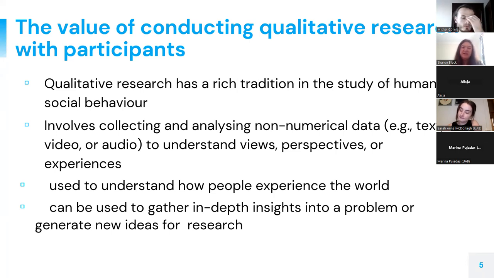Qualitative research involves collecting and analyzing non-numerical data. As I've mentioned, it could be from text, using video, audio, for example, to understand people's views, perspectives, experiences. And qualitative research really has a rich tradition in the study of human social behavior. Since the late 19th century, researchers have been involved in studying social behavior and the cultures of humankind. And even since the late 19th century, researchers have really perceived the limitations in quantification in terms of explaining the human phenomena and behavior that they have encountered.